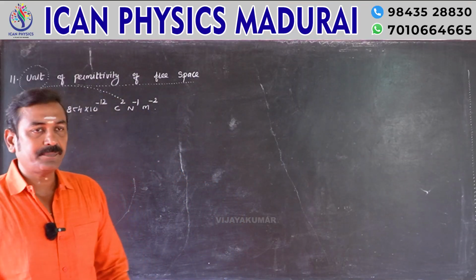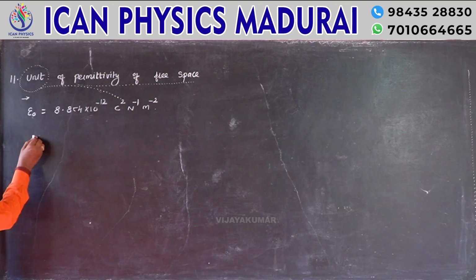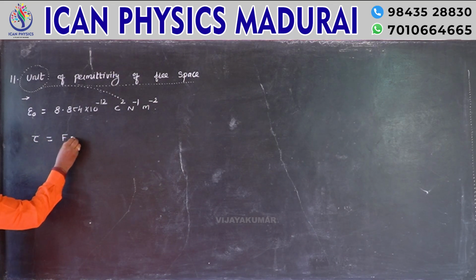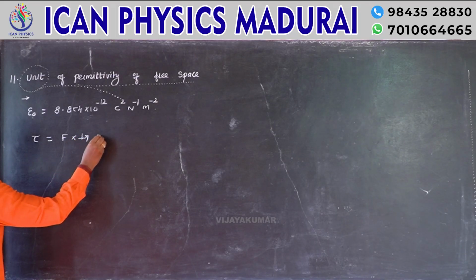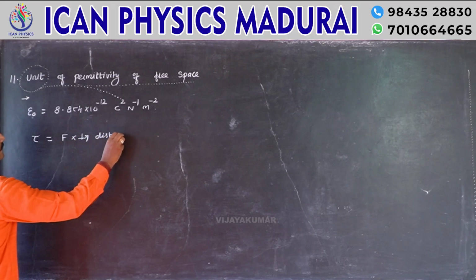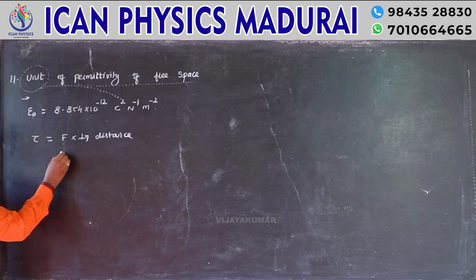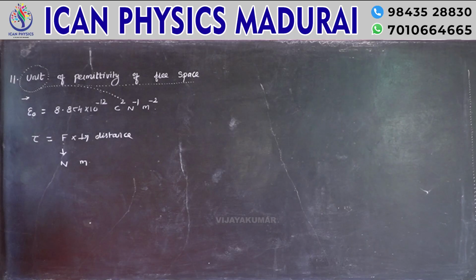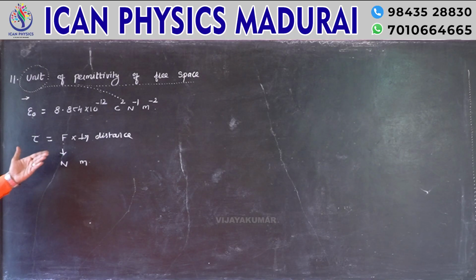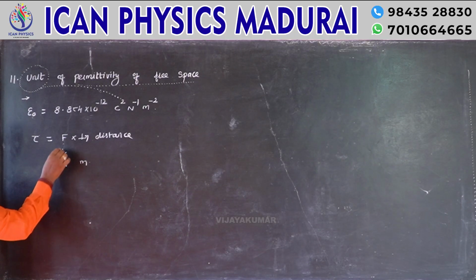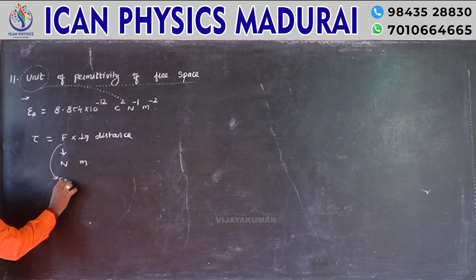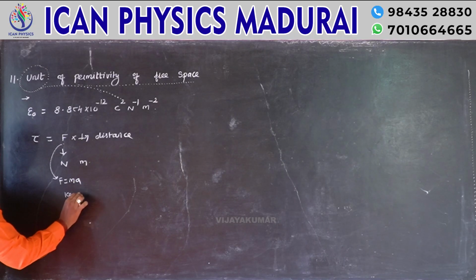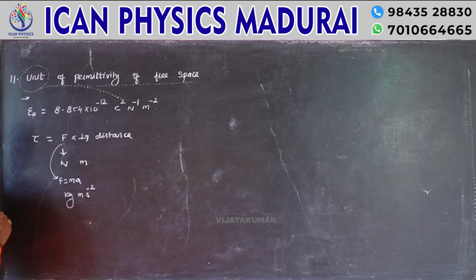So the next topic is torque. So what is the formula for torque? That is force into perpendicular distance. So unit of force is Newton. Unit of distance is meter. Okay. So what is the equivalent unit of force? Instead of F, we can write F equal to ma. Unit of mass, kilogram. Unit of acceleration, meter per second squared.